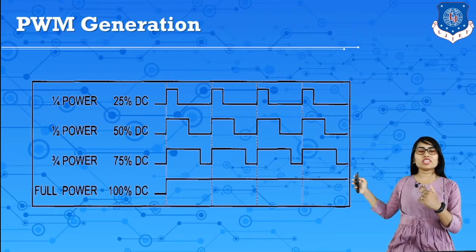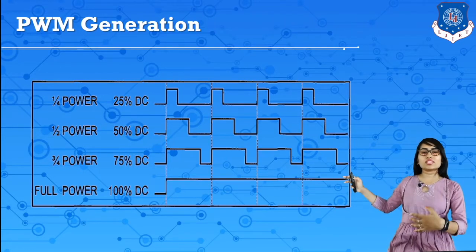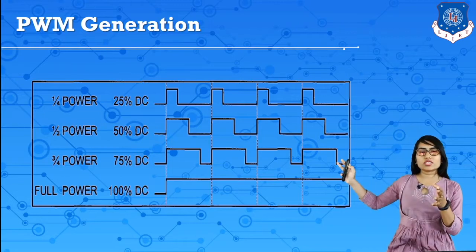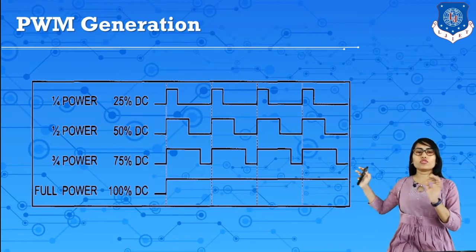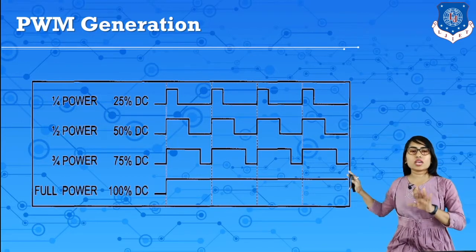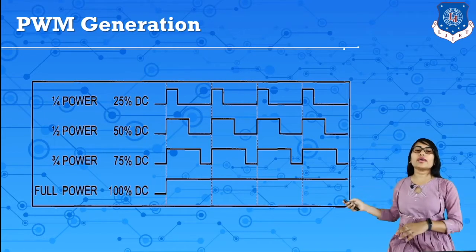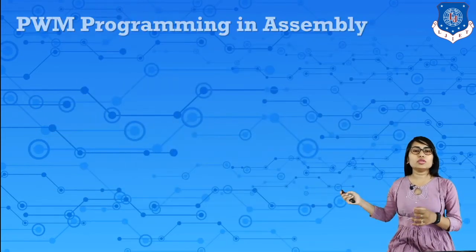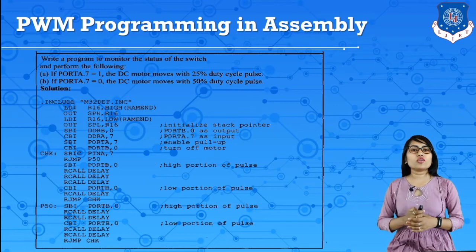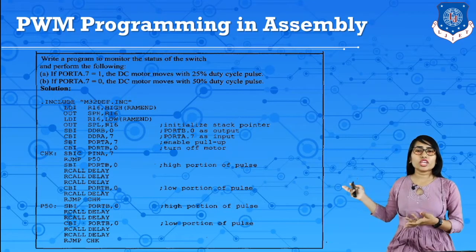We have various PWM waves like 25% DC, 50% DC. That means 25% on and 75% off. 50% means on and off times are equal. 75% means 75% on, 25% off. 100% full means all the time on. So these are all PWM waves. So how can we generate these types of waves in assembly?